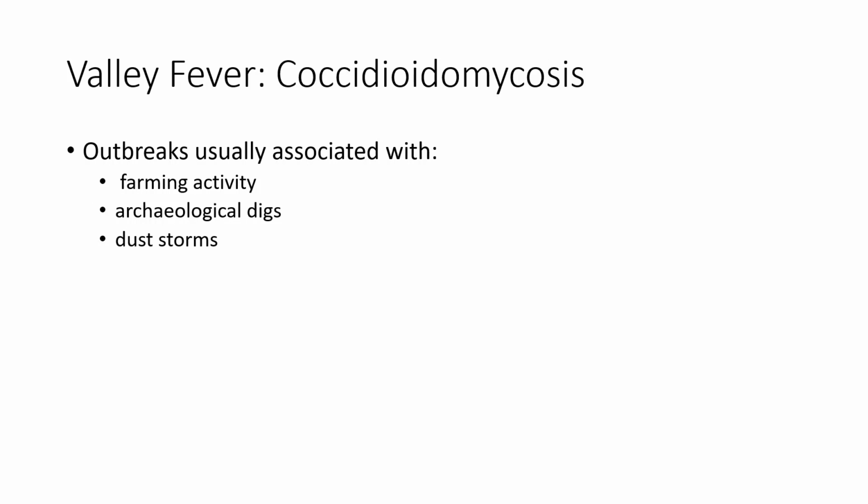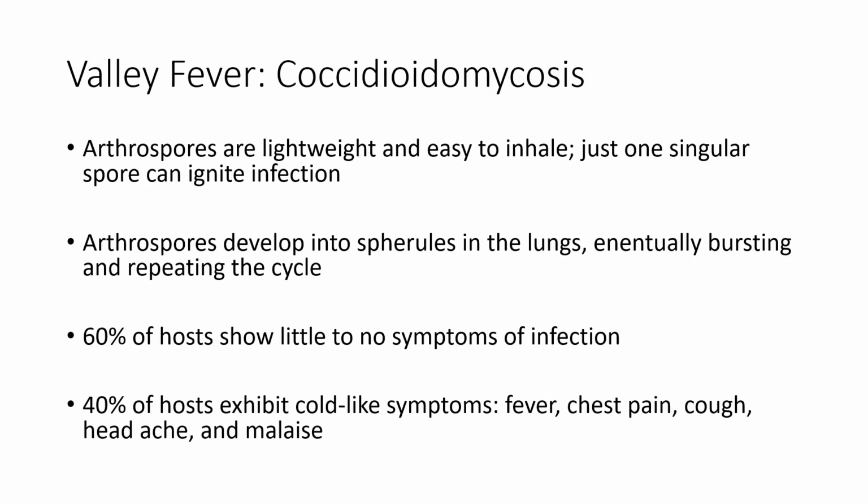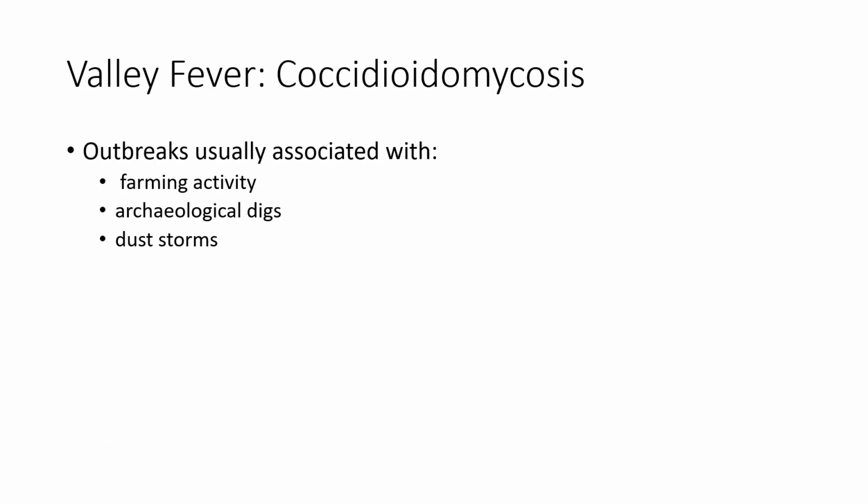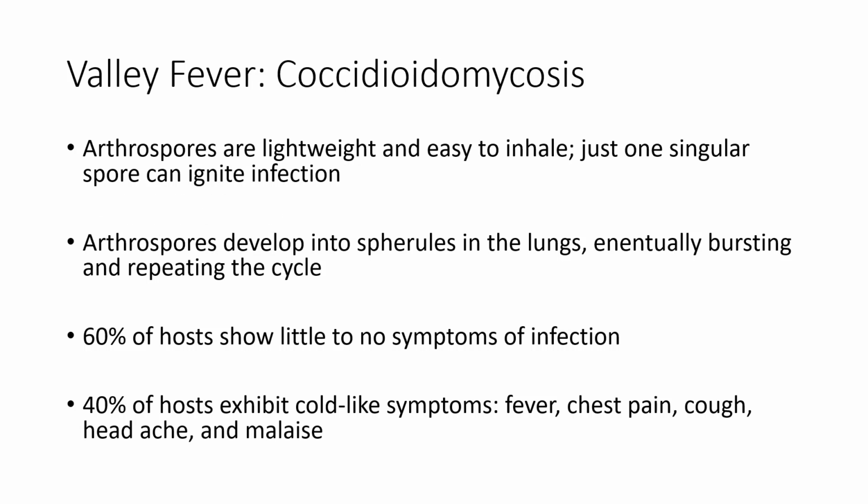But outbreaks are usually associated with areas where there's a lot of farming activity going on, archaeological digging, and even dust storms. And so I believe that a way you can prevent this is by growing some more plant vegetation. This might be able to help with that, okay? But yeah, they get into our body just because they're so lightweight, right? Super easy to inhale, and this one's crazy because you only need one spore to cause an infection, okay?